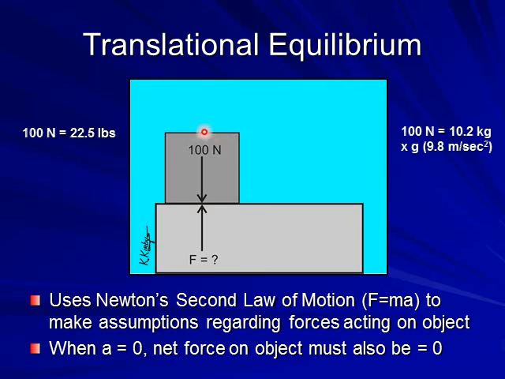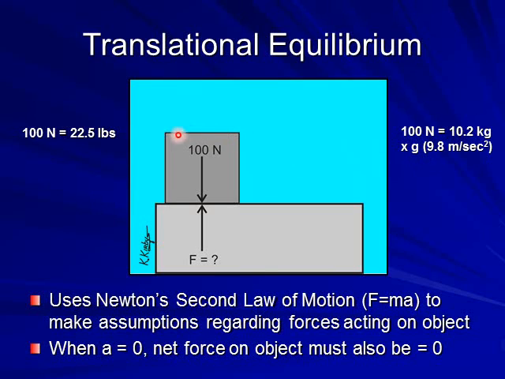In the example I'm describing above, we have a 100 Newton box, or a box that weighs 100 newtons, pushing downward on top of a platform. 100 newtons is 22.5 pounds. 100 newtons is also 10.2 kilograms times the acceleration of gravity, which is 9.8 meters per second squared.